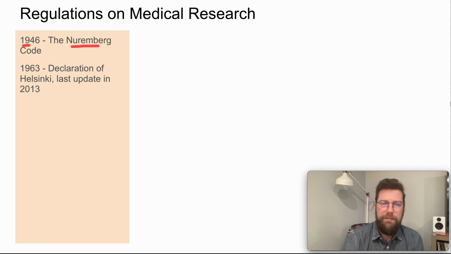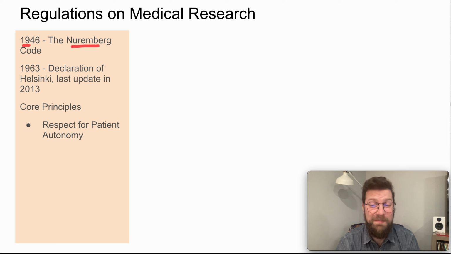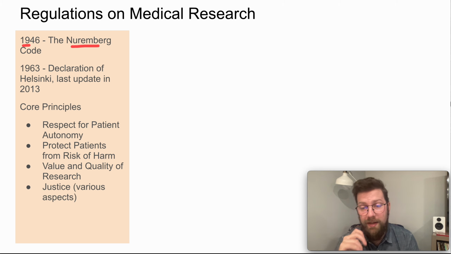And in both the Nuremberg Code and the Declaration of Helsinki, we have certain values being focused on. So things like respect for patient autonomy, protecting patients from risk of harm, making sure that research is valuable and of high quality. And we can also think about making sure that justice is protected.